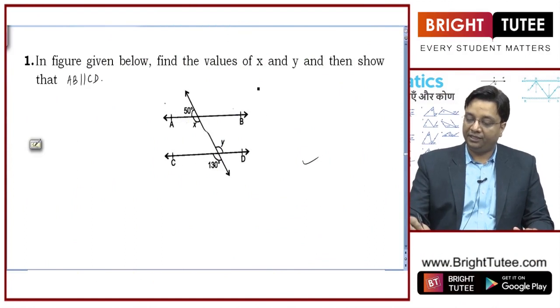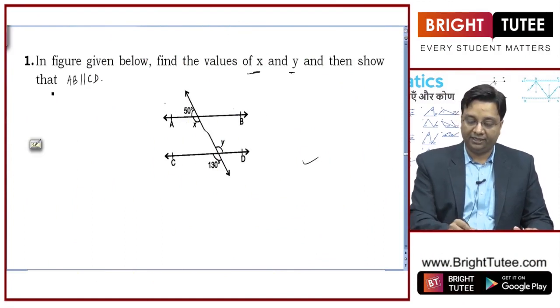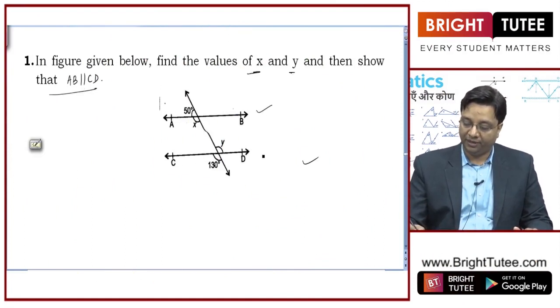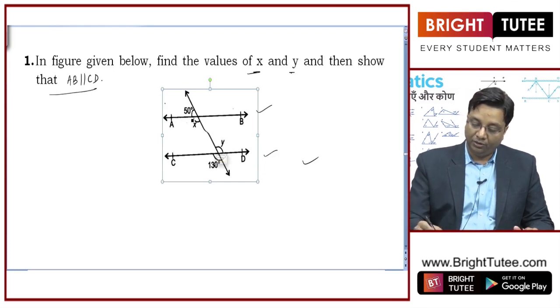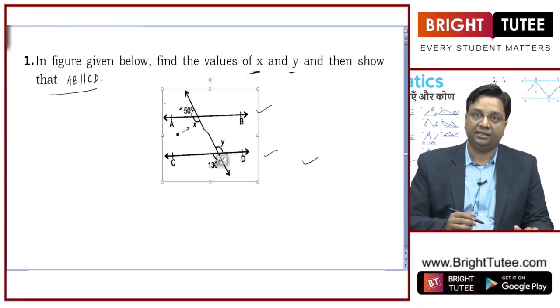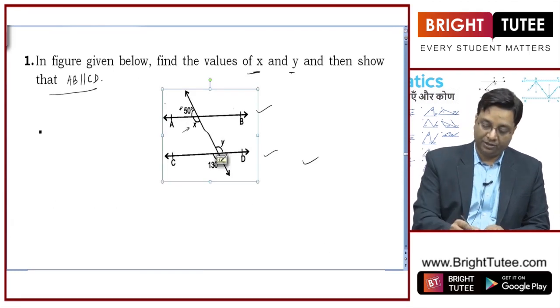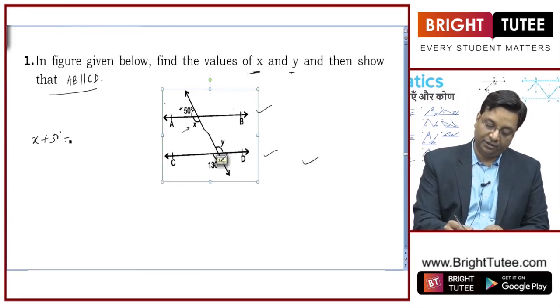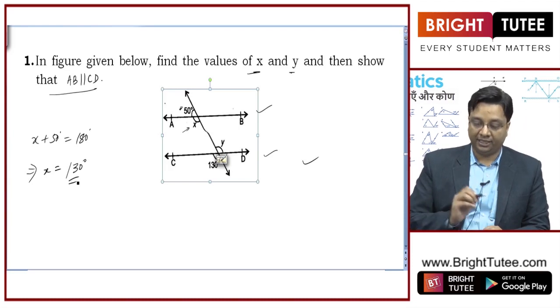In this figure, find the values of x and y and then show that this line is parallel to this line. Now look at this angle 50 and this x. These are a linear pair. So x plus 50 is equal to 180. Hence I can say x is equal to 130. Okay, this I can directly say.